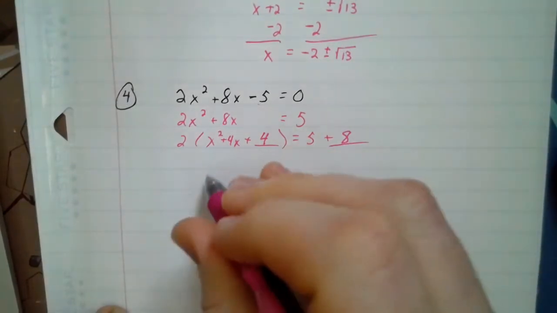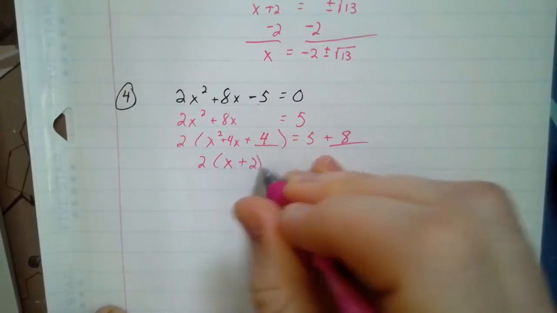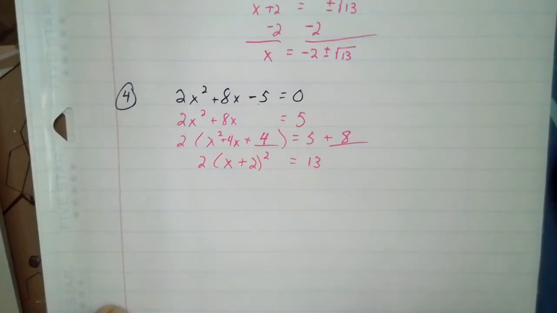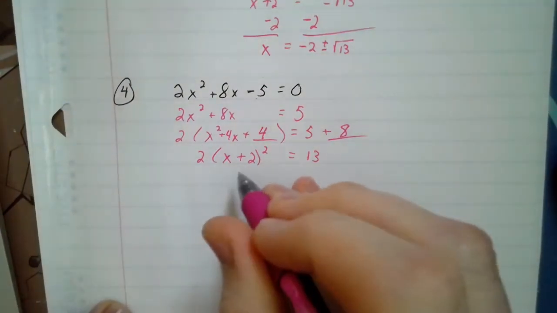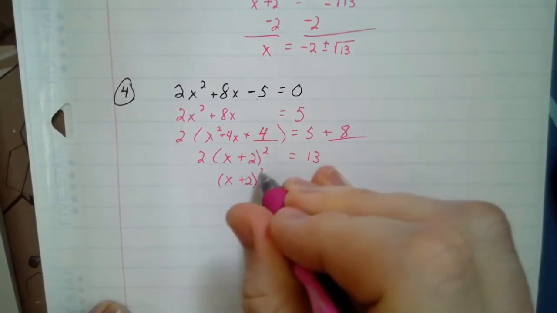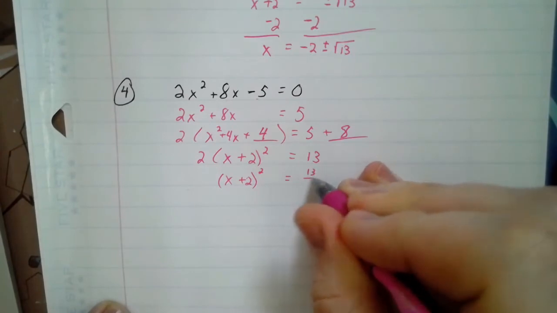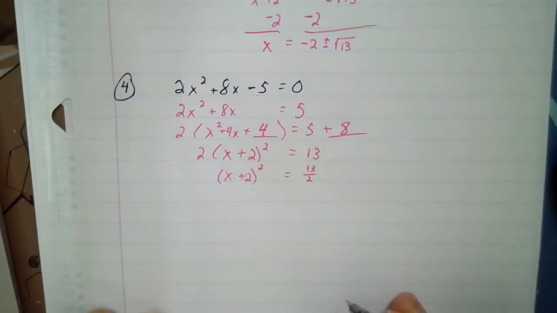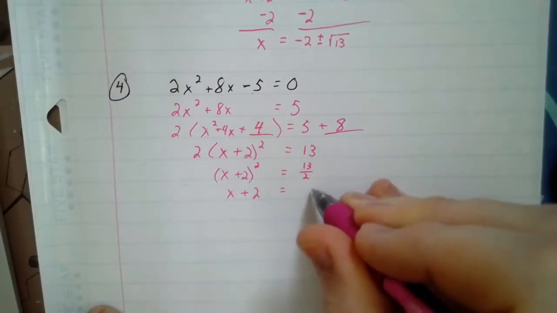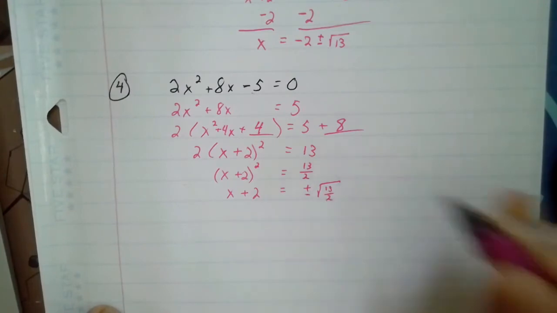Okay. We factor the left now. We've got 2 times x plus 2 squared equals 13. We're going to divide each side by 2. We get x plus 2 squared equals 13 halves. Okay. We're going to take the square root of each side. We get x plus 2 equals plus or minus the square root of 13 halves.